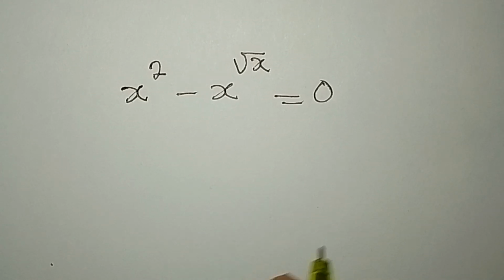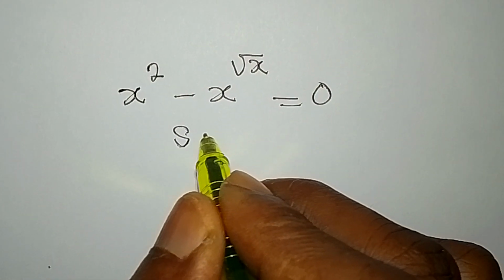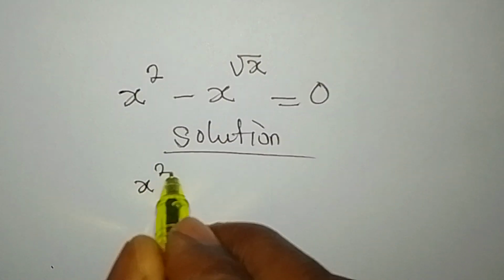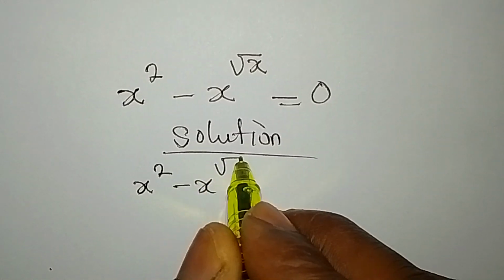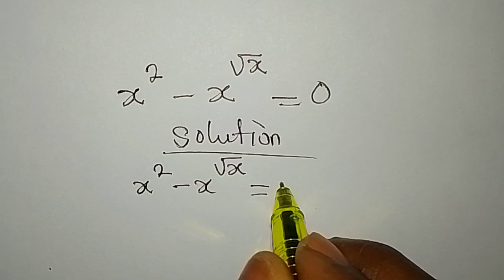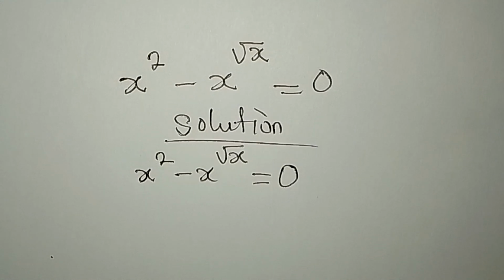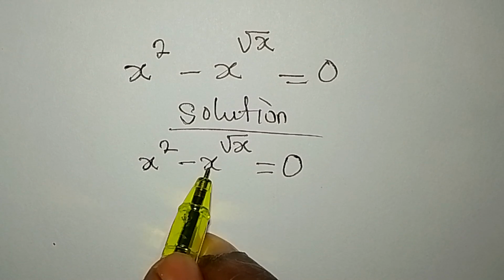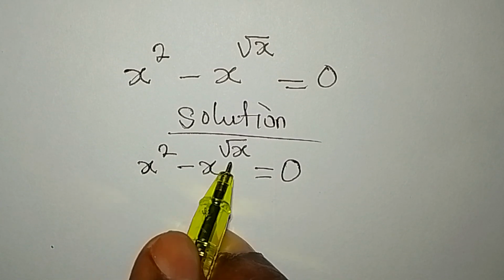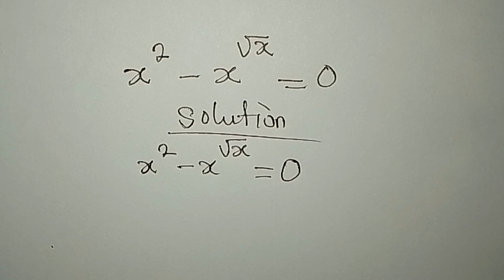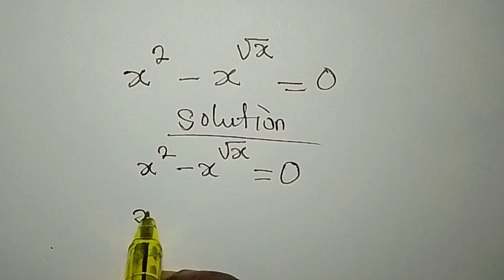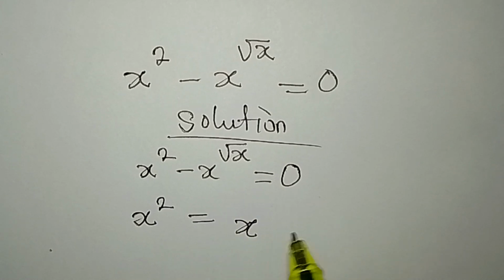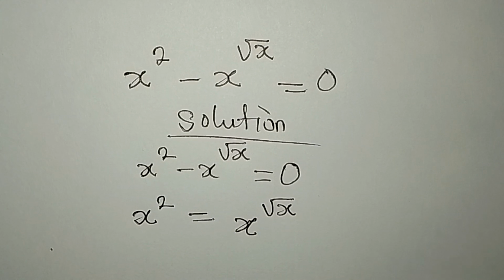Hello everyone. Let's provide the solution to this problem. x squared minus x to the power of root x equals 0. Okay, so if we have this to deal with, we can simply take this negative x to the power of root x to the other side, and it becomes positive, right? So this means x squared is equal to x to the power of root x.